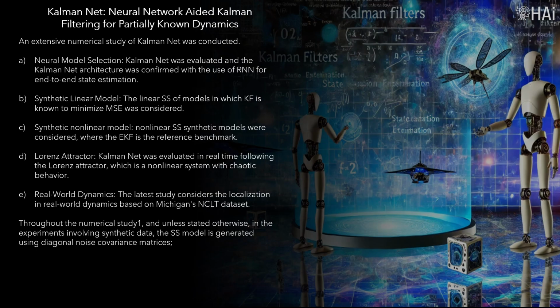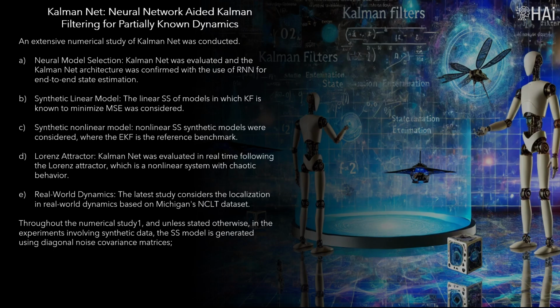A. Neural model selection. KalmanNet was evaluated and the KalmanNet architecture was confirmed with the use of RNN for end-to-end state estimation. B. Synthetic linear model. The linear SS models in which KF is known to minimize MSE were considered. KalmanNet was shown to match the KF and outperform it in the presence of a mismatched model. C. Synthetic nonlinear model. Nonlinear SS synthetic models were considered, where the EKF is the reference benchmark. It was shown that KalmanNet can achieve a better MSE.